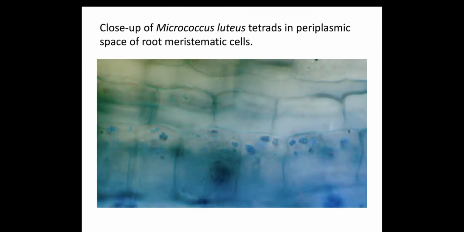Bacteria are also endophytes. This shows bacteria in tomato. This is a tomato root, with some cells there, and you can see in these individual root cells the bacteria that are inside. This is a bacterium called Micrococcus, so it makes these little spherical clusters of cocci. That's the bacterium inside the cells.